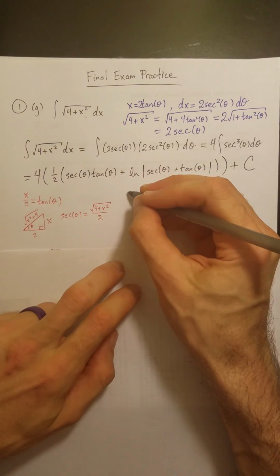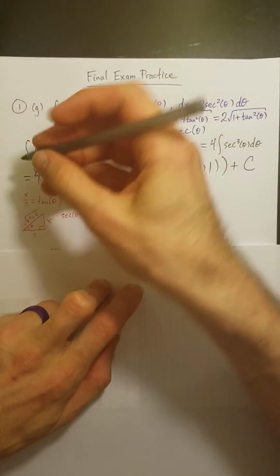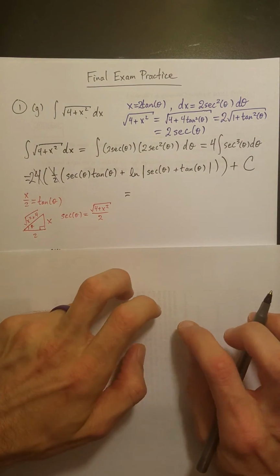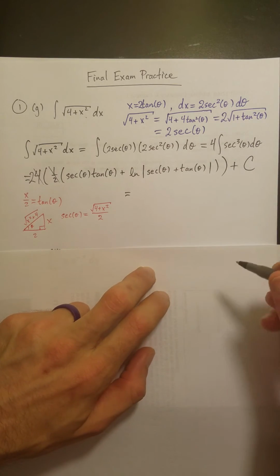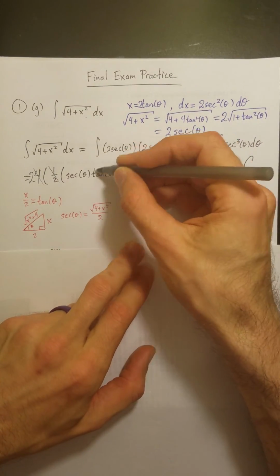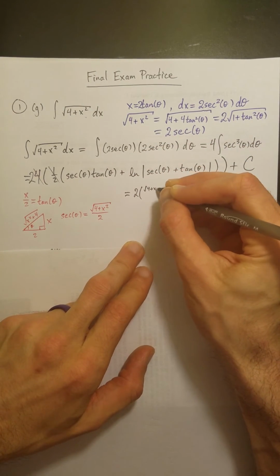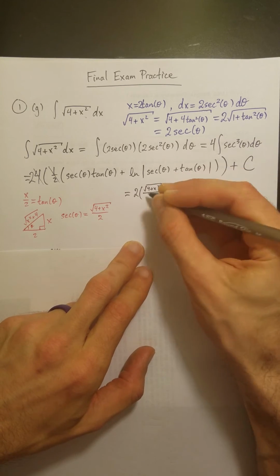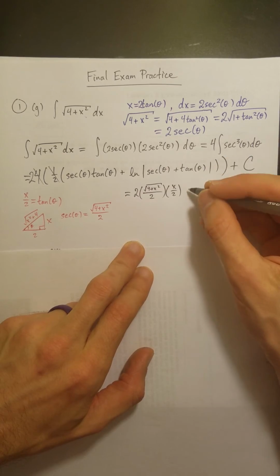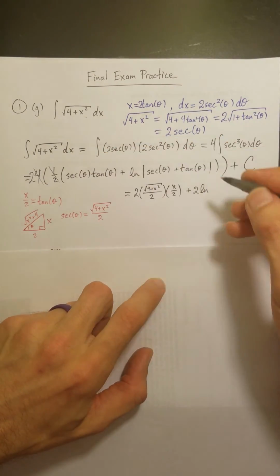Now I just need to combine everything. First of all, I have a factor of 4 and 1/2, so that'll just leave me with a factor of 2. Get rid of that 4 and that 1/2 and replace it with 2. So then I have 2 times secant times tangent. 2 times secant I now know is the square root of 4 plus x squared over 2. Tangent I know is x over 2, plus 2 times natural log. We have to distribute that 2 to both terms.